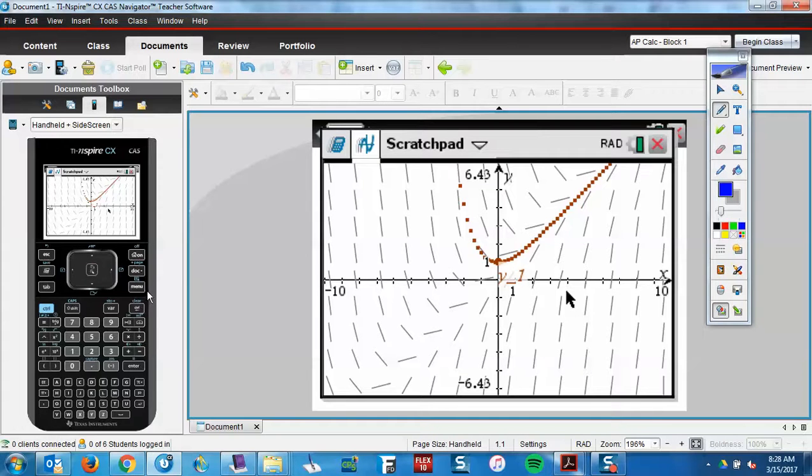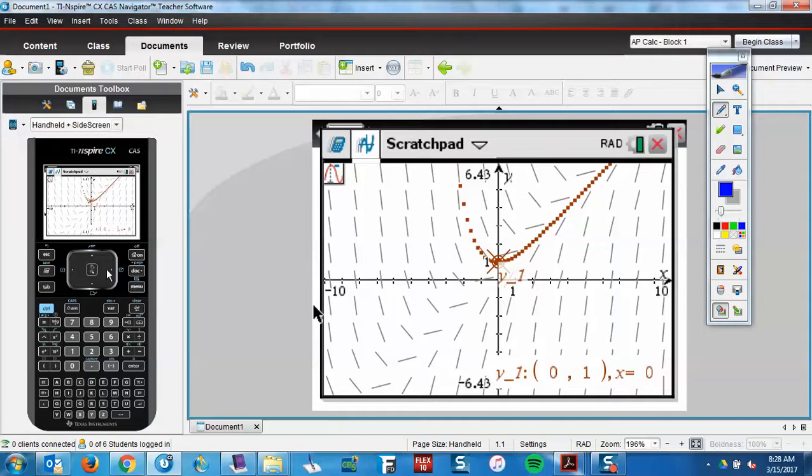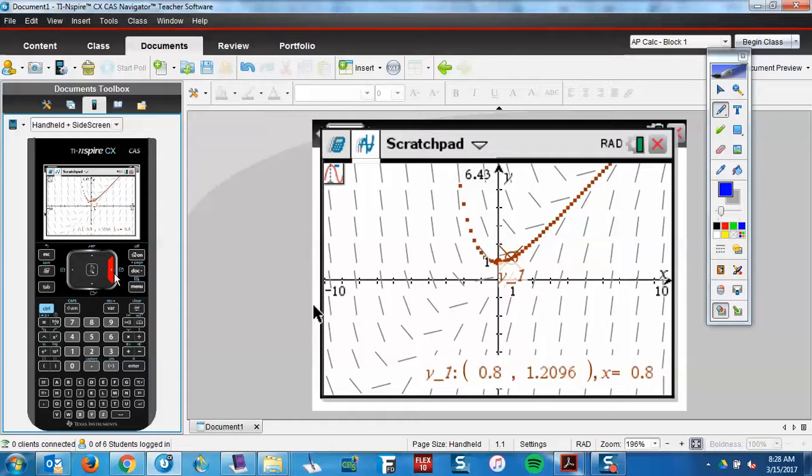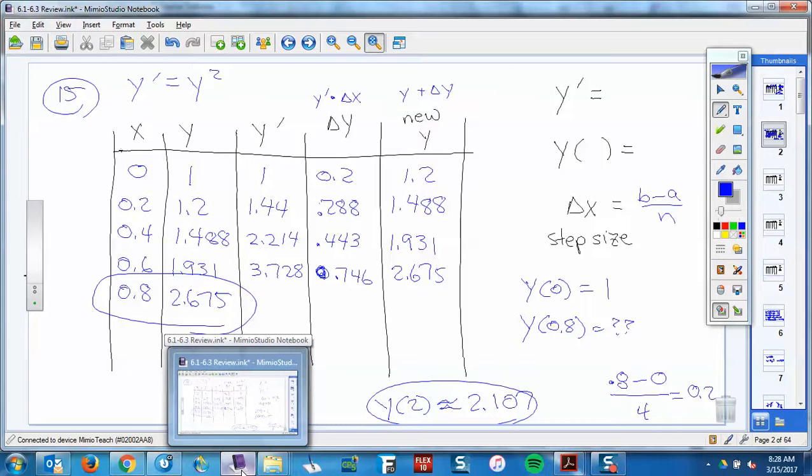And now what do we need to do? Trace. Now we just trace to 2. And you can just go, and it should be going by 0.2, right? Or I can just type in a 2, right there, 2.107. Okay, so on the quiz, that's all you would write. If it said use 10 steps to find y of 2, you would probably say y of 2 is approximately 2.107, okay? That's all you'll have to put. You won't have to write anything else. Okay, but you got to be able to get it over your calculator.